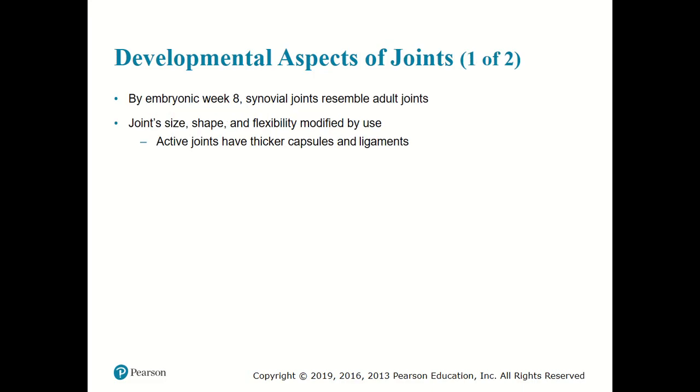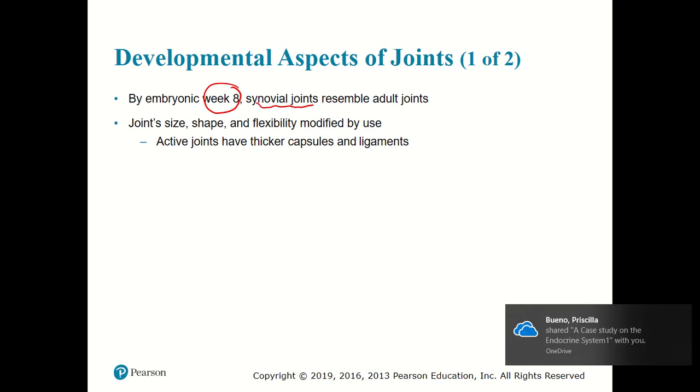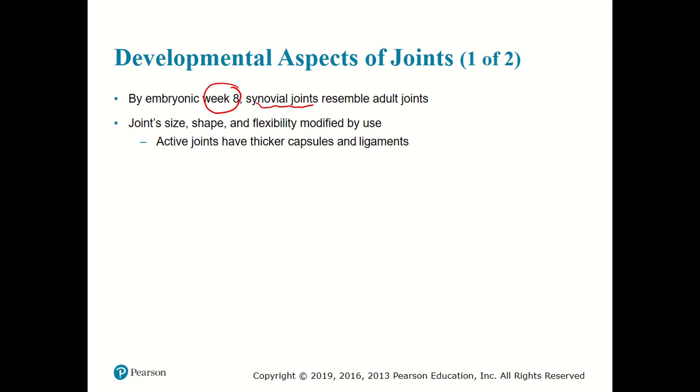All right, wanted to talk about this. This is the last part of this joint, part B, but about week 8 in embryonic development is when the synovial joints start to form. So we'll see synovial joints starting to form in week 8.